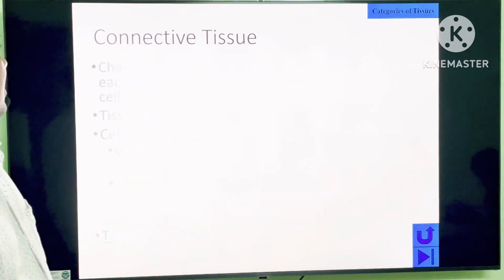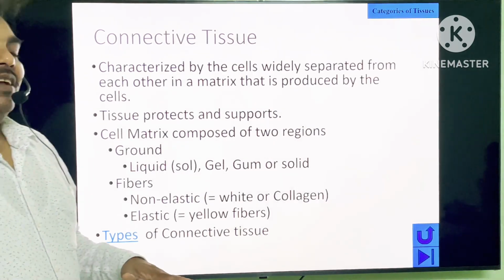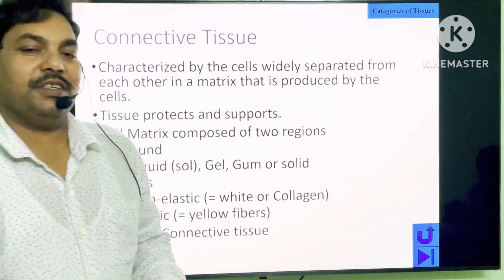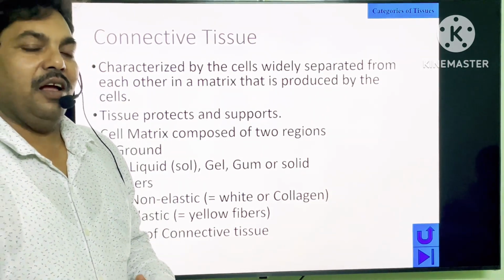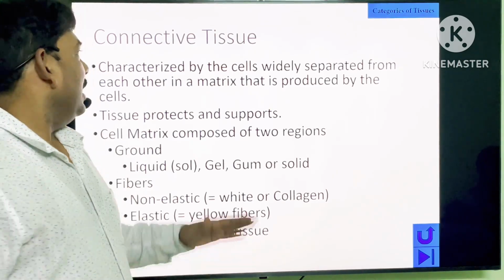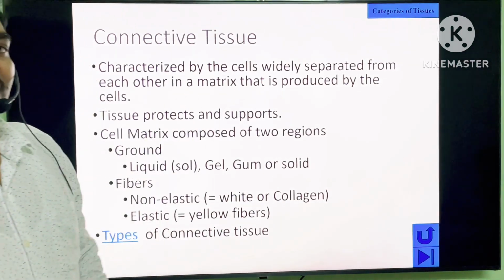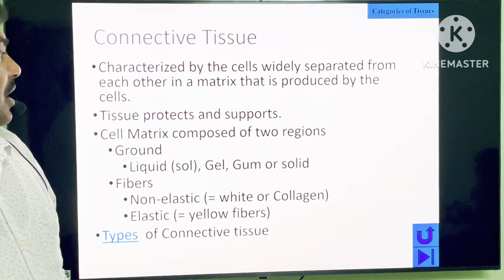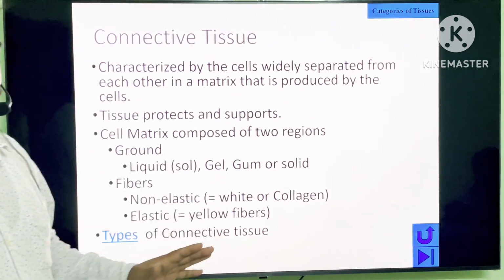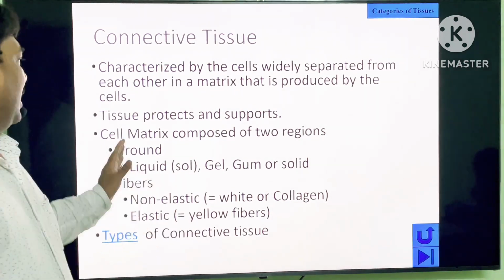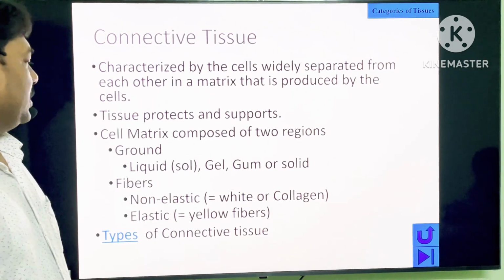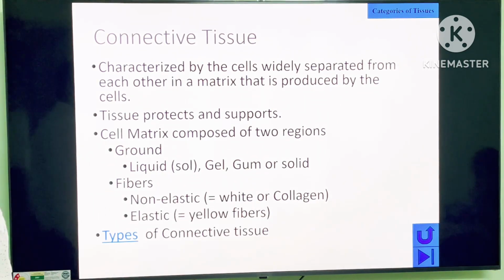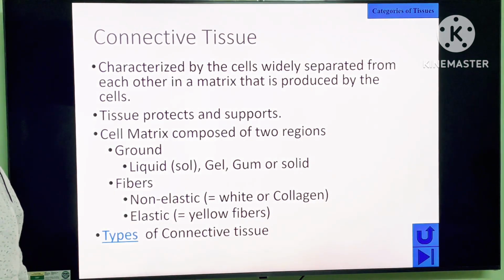Next part of the video is known as connective tissue. Connective tissue is the second division of tissue. Connective tissue is characterized by a wide matrix, separated from each other, produced by the cells. These tissues protect and support the organs, and the cell matrix is composed of two regions: the ground substance, which is a liquid gel or solid, and the fibers.